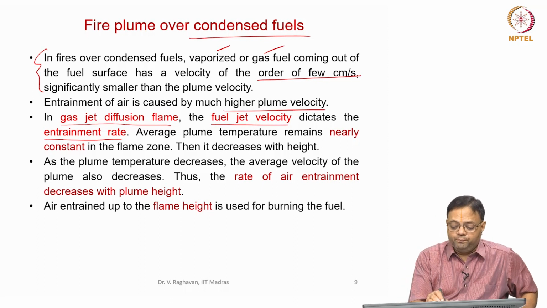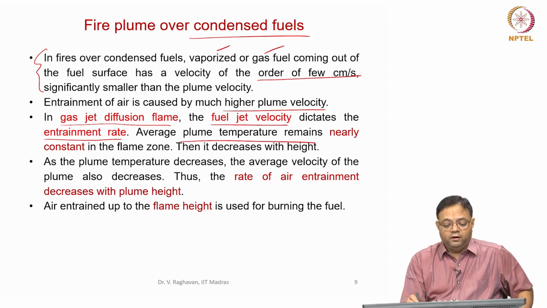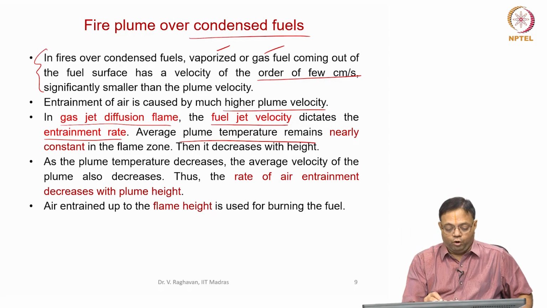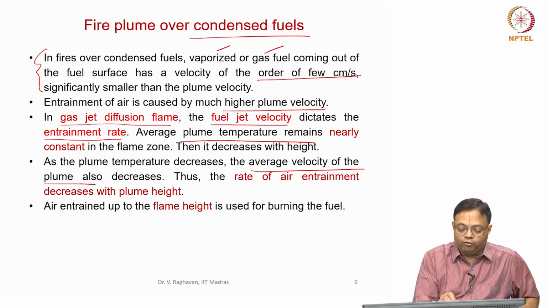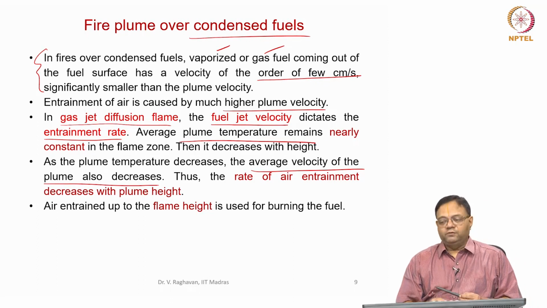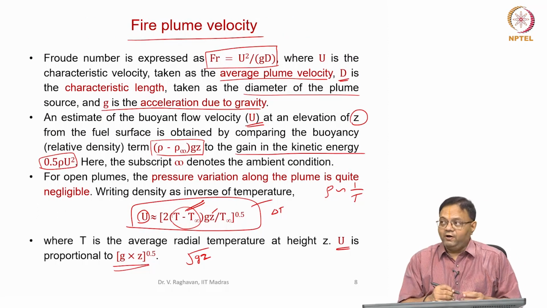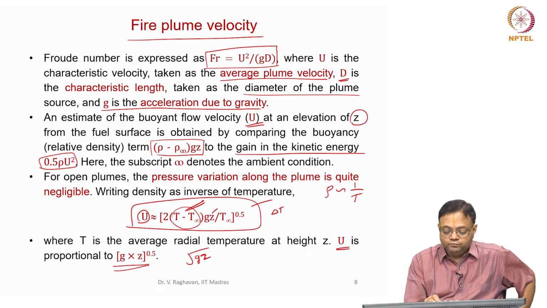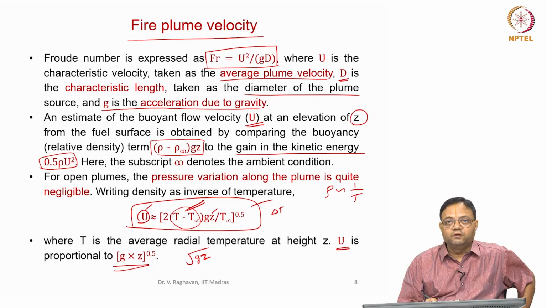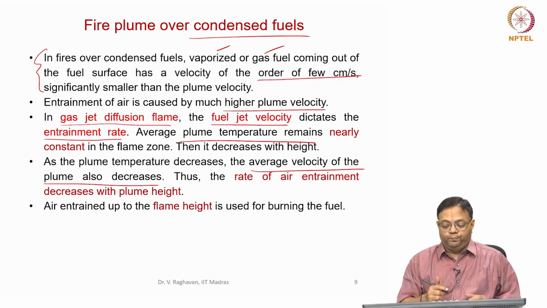So, when the plume temperature decreases after the flame zone, the average velocity of the plume also decreases. That is what is seen in the previous slide, where the delta T decreases with z. That causes the overall decrease in the plume velocity also.